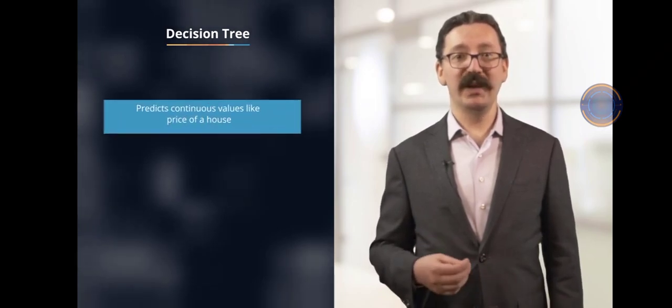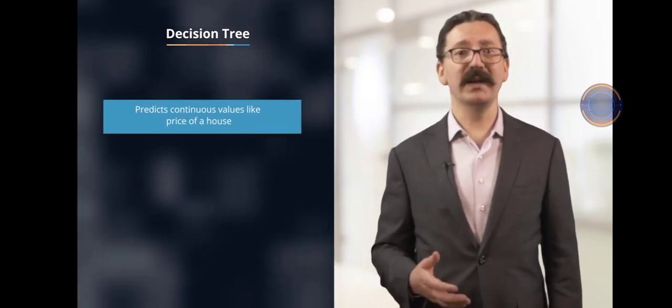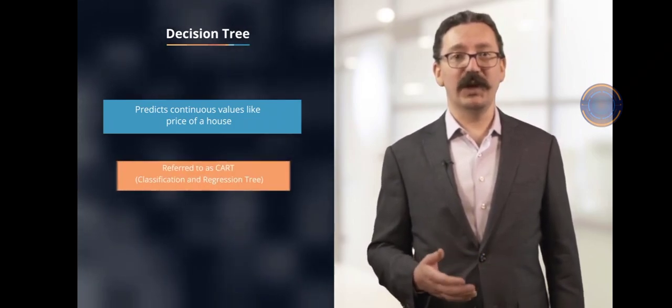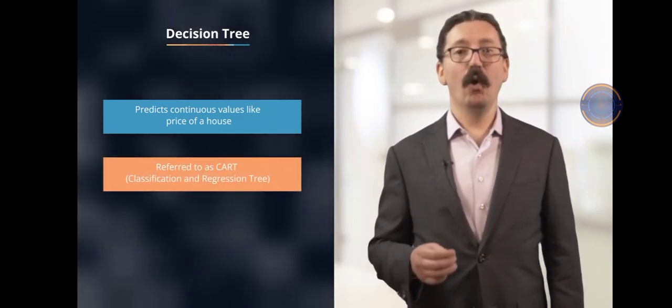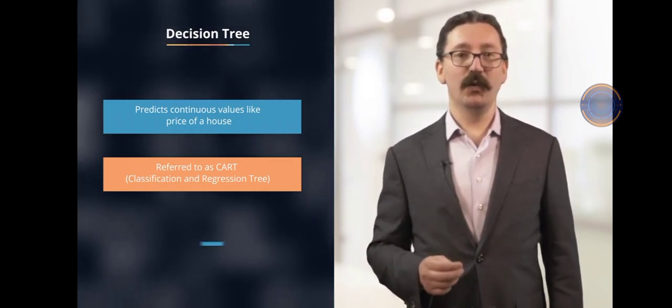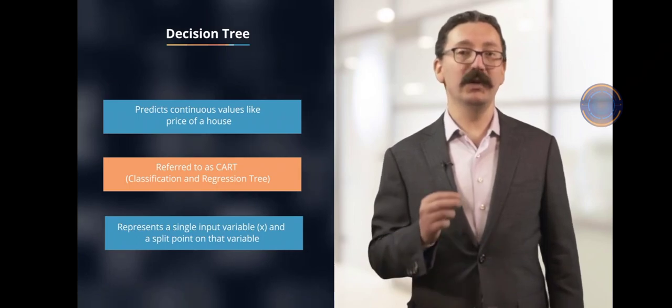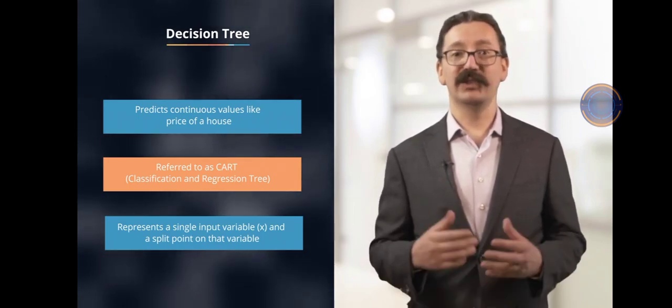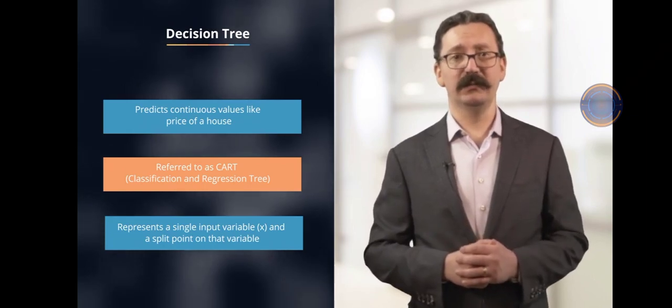Regression trees are represented in the same manner. They predict continuous values like house prices. In general, decision tree algorithms are referred to as CART, or classification and regression trees. Each node represents a single input variable x and a split point on that variable, assuming the variable is numeric.